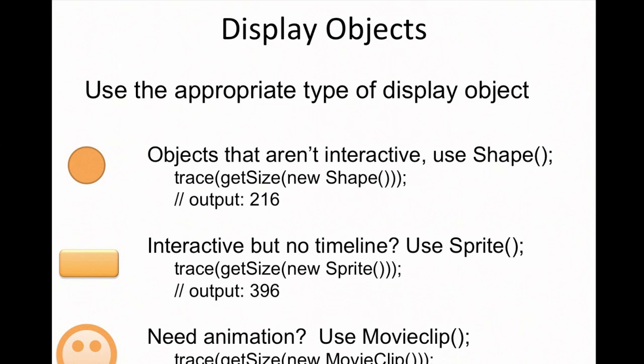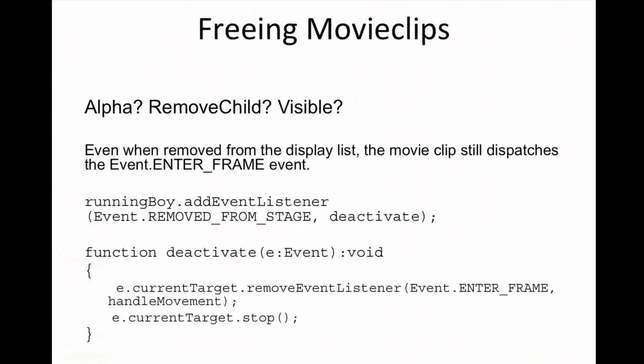Think about what's going on here. Whether or not to turn the alpha on, remove the child where it's visible, clean up your event listeners. You really have to be a much cleaner and more careful coder in the mobile space because your app will blow up a lot faster.